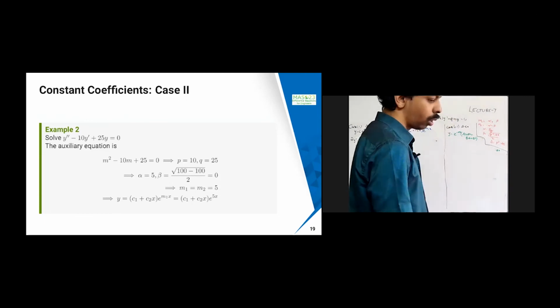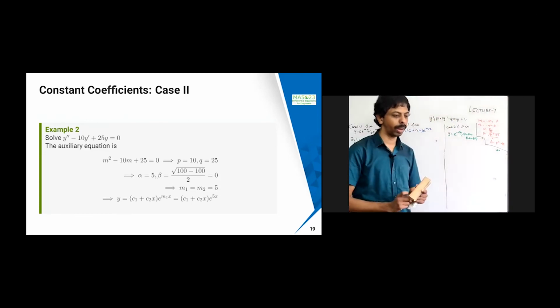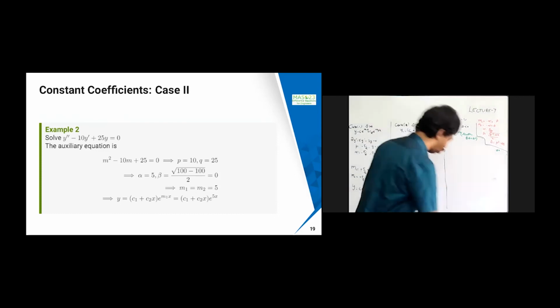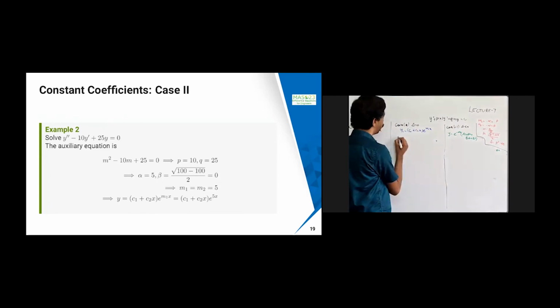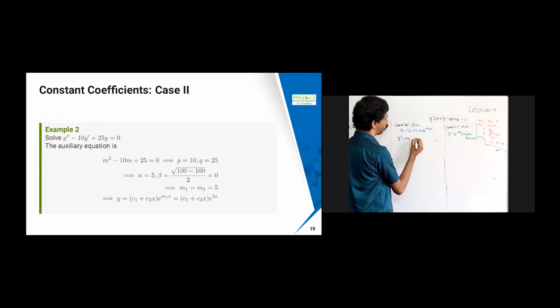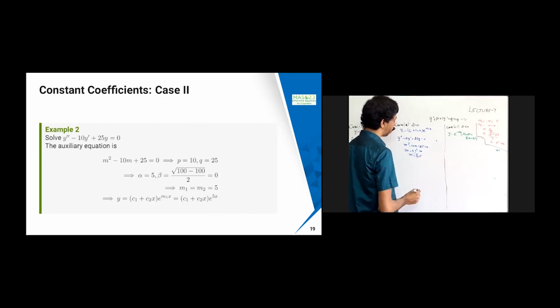Next problem, for case 2, what I am going to have? I am going to have y double dash equal to minus 10 y dash minus 25 y. Okay, so let us take the case 2. For case 2, y double dash plus 10 y dash plus 25 y equal to 0. So, the auxiliary equation is going to become like m square plus 10 m plus 25 equal to 0. This one you can obviously see is an expansion of m plus 5 whole square, okay, equal to 0. Therefore, m equal to 5, 5 is going to come.